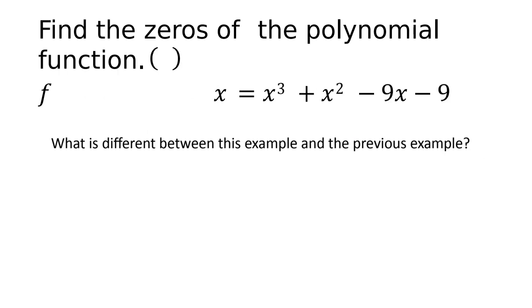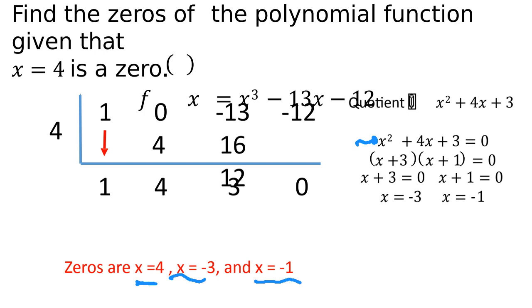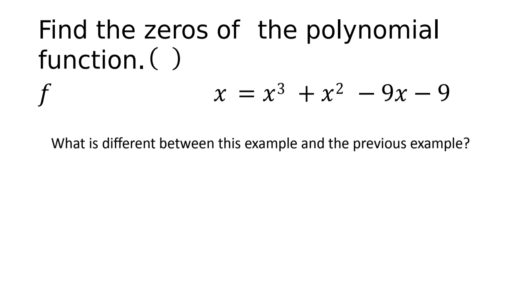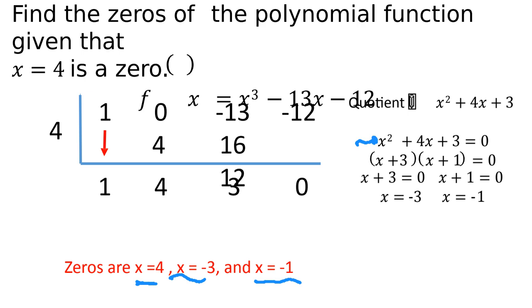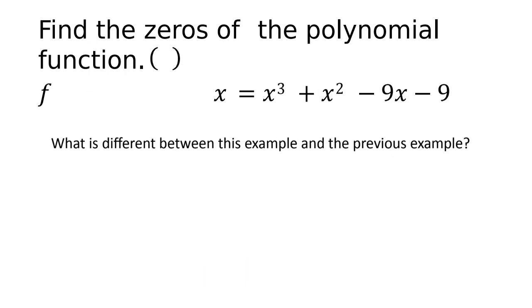Okay, so we have this one, and now we have this example that says find the zeros of the polynomial function. Now, what is the difference between this example and the example before? The main difference is that in this one, they did not give me a 0. So we are going to have to find the zeros.